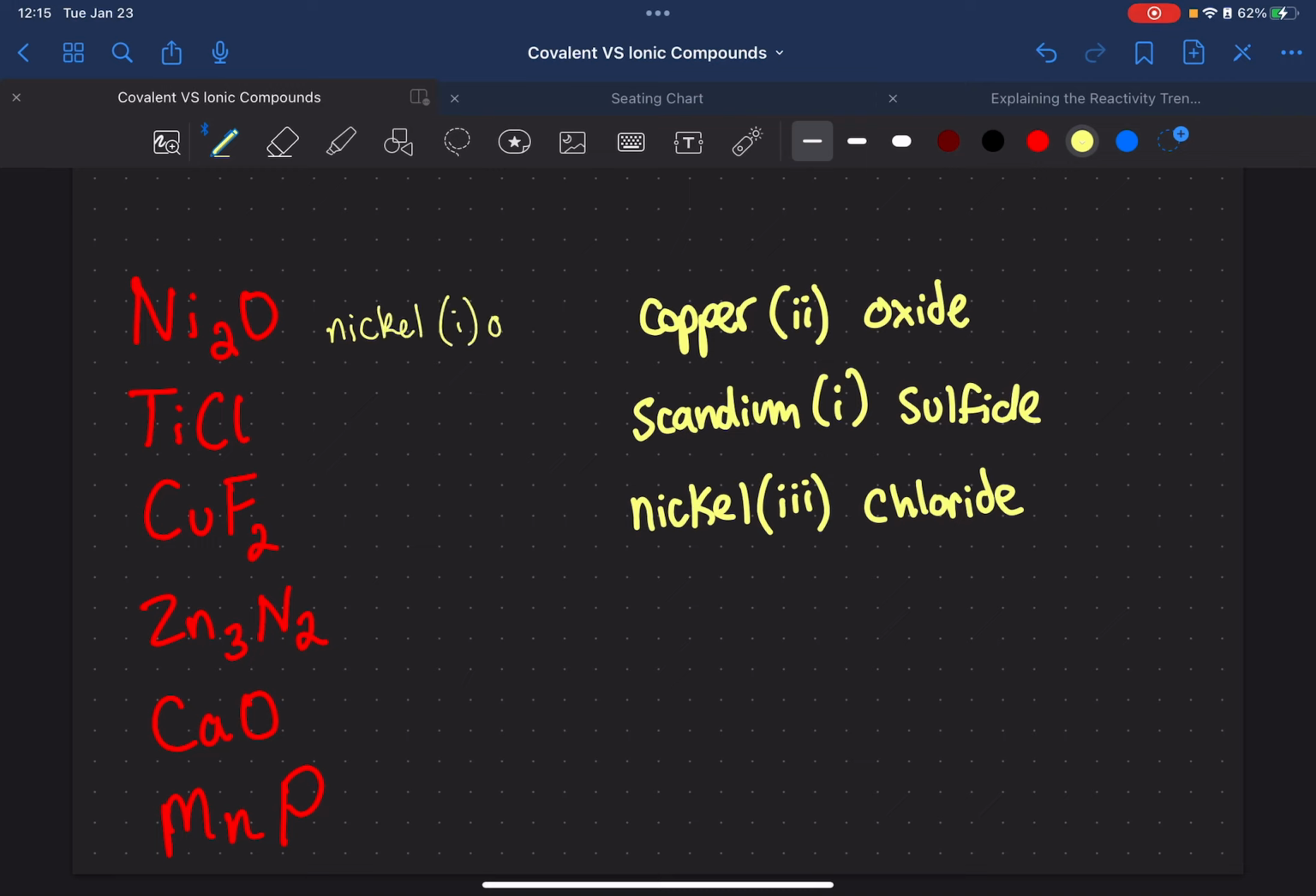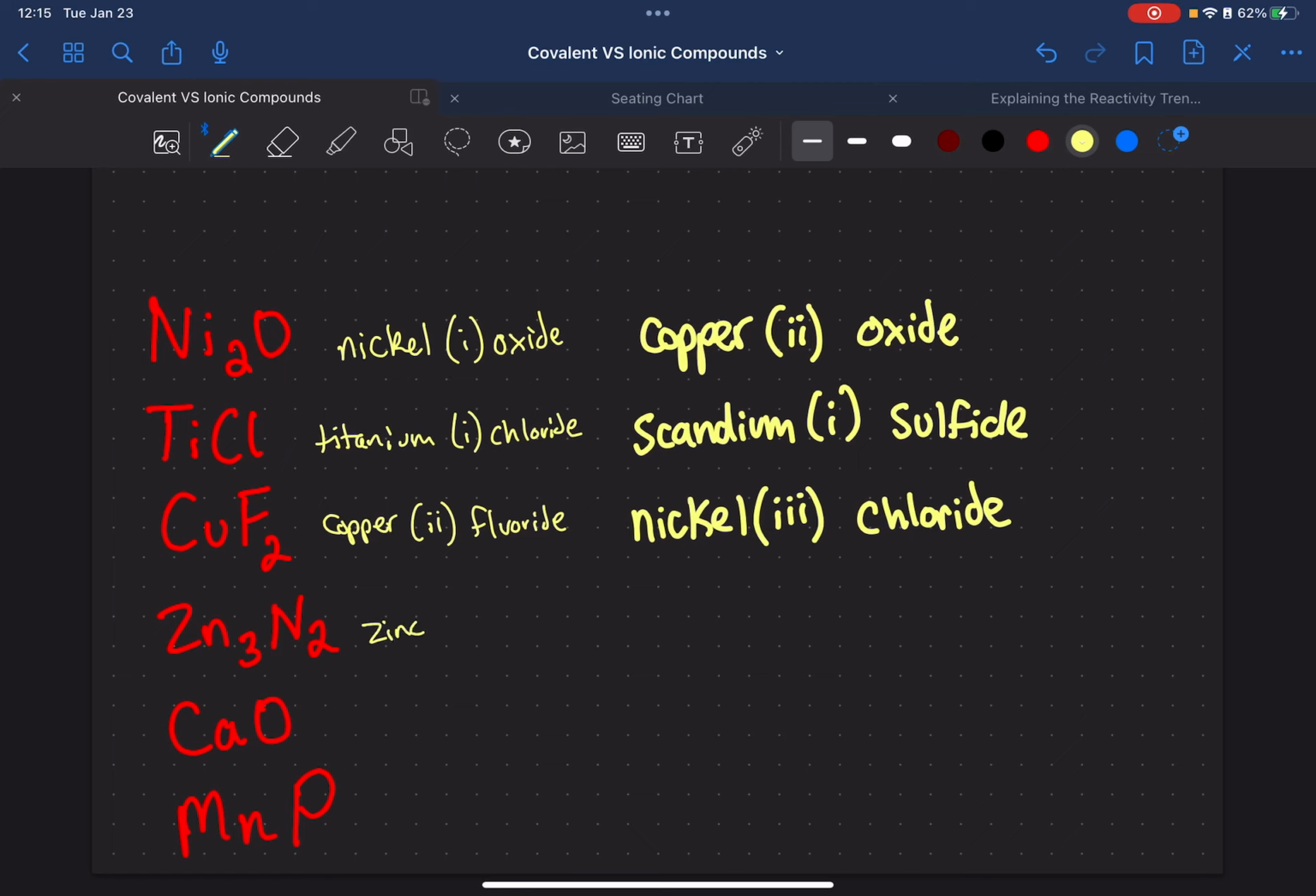This is nickel 1 oxide. This is titanium 1 chloride. This is copper 2 fluoride. This one is just zinc nitride. I don't need to specify the charge because it's zinc. Same deal here. This is just calcium oxide. I don't need to say calcium 2 oxide because it's not a transition metal. This one is going to be manganese 3 phosphide.